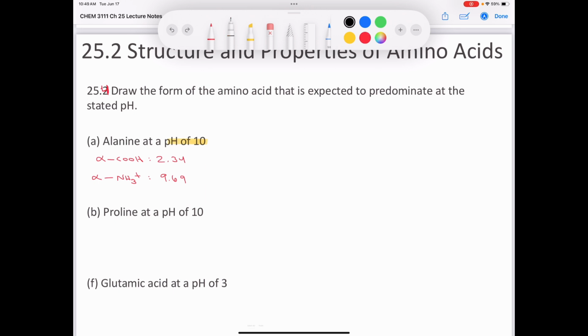And so the form that's going to predominate is this form where the carboxyl group is deprotonated and our ammonium is also deprotonated like that. So let me just move that up there.